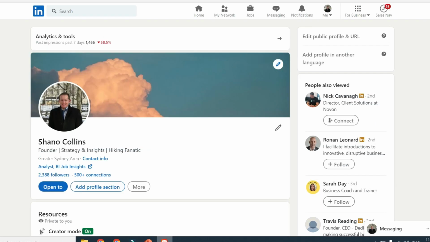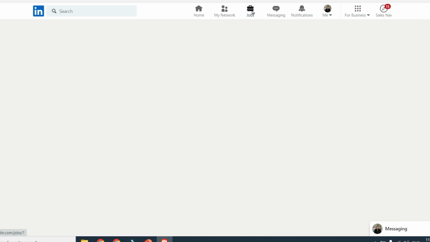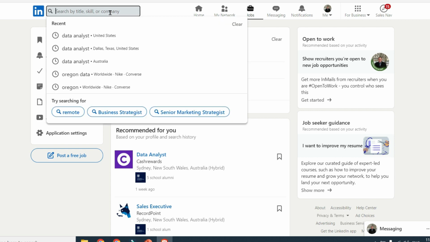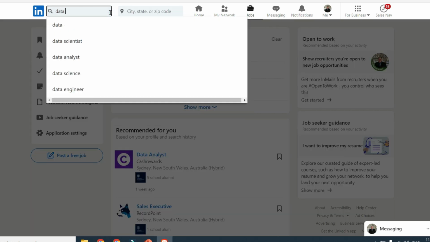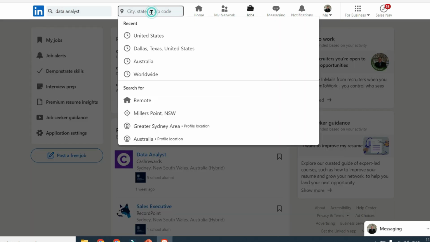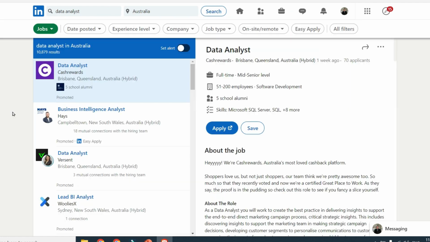All right, so let's look at LinkedIn. This is my profile, obviously. The first thing that you want to do is go to open to and finding a new job. You need to have that clicked because that's how you will show up in job searches by recruiters. Okay, so the first place to start is you just go to jobs, the top here. You would search in what you're actually looking for. So let's put in data analyst. Let's put in Australia.